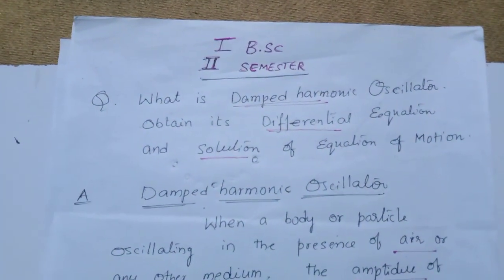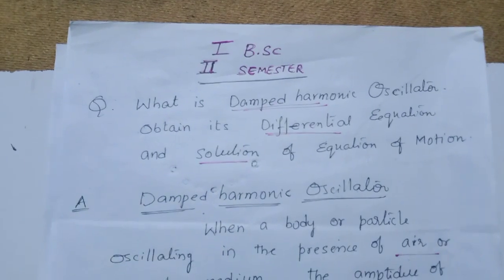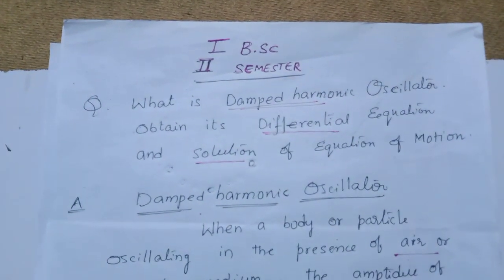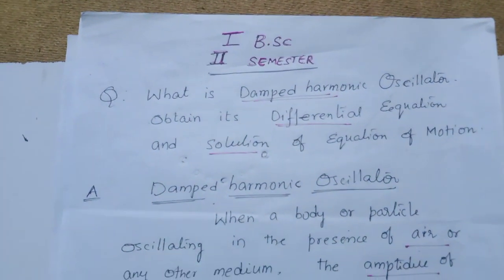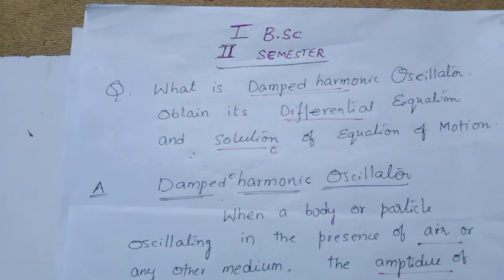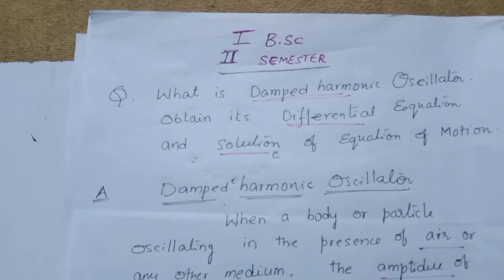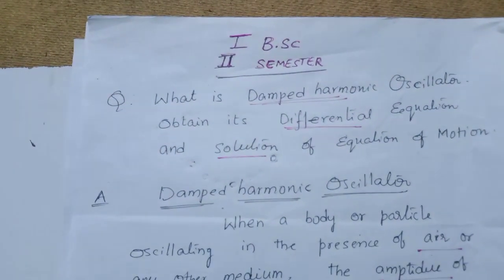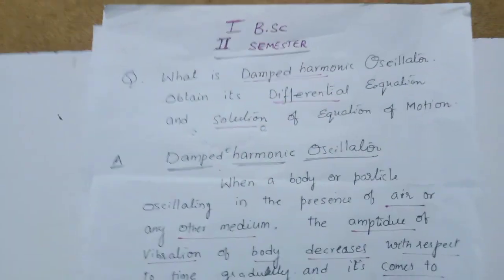It is a very important question. The simple harmonic oscillator was in the first unit; this is in the second unit. Now see this question: What is a damped harmonic oscillator? Obtain its differential equation and the solution of the equation of motion. Here, see the answer.